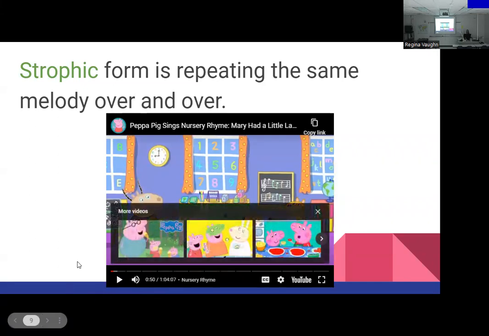Bravo for the pig. So Mary Had a Little Lamb. The first stanza and the second stanza have exactly the same melodic structure. The words change, but the notes themselves do not change. So that's strophic form. It's identical from verse to verse.